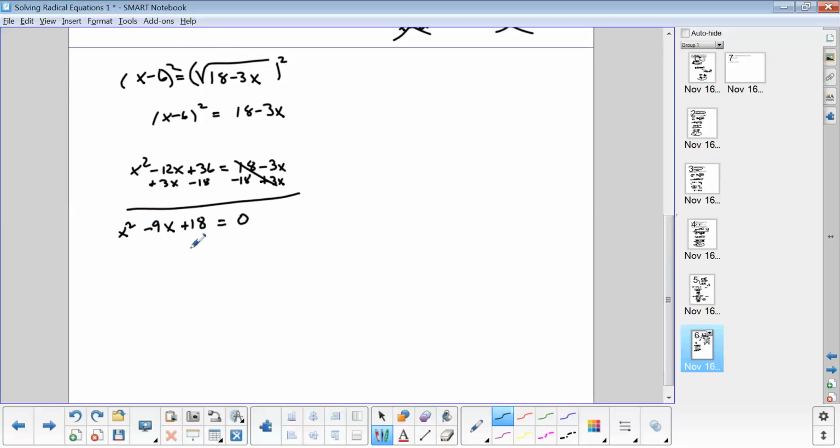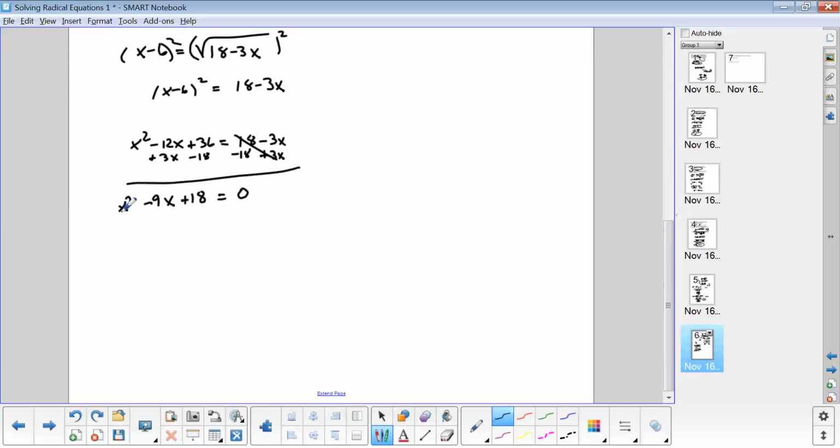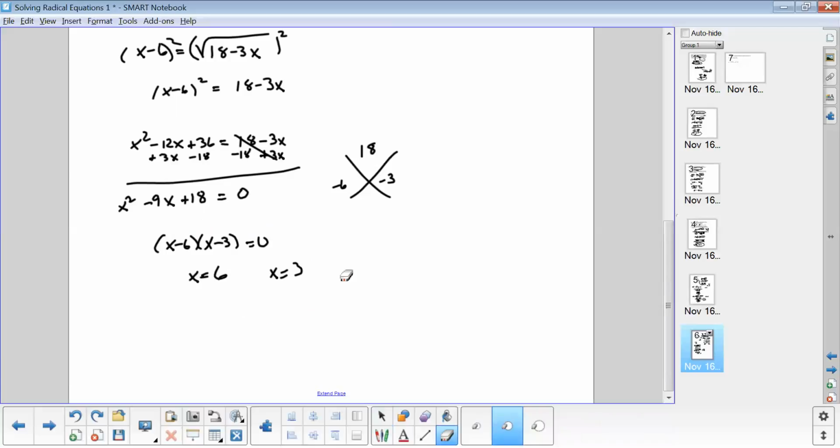So again, another a is 1. So that's nice. I'm looking for two factors that multiply to give me 18 and add to give me negative 9. So that means they both would be negative. So I get x minus 6 times x minus 3 is equal to 0. So x is 6 or x is 3. And I don't need to put an or in there because it could be 6, it could be 3. It could be 6 and not 3. It could be 3 and not 6, or it could not be either one of them.